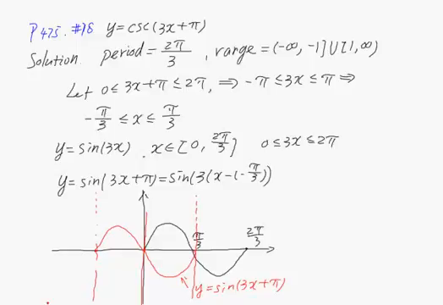And then based on the graph of sine of 3x plus pi, we can draw the graph of the cosecant of 3x plus pi. Done. So in this way, we find the graph of y equals cosecant of 3x plus pi.